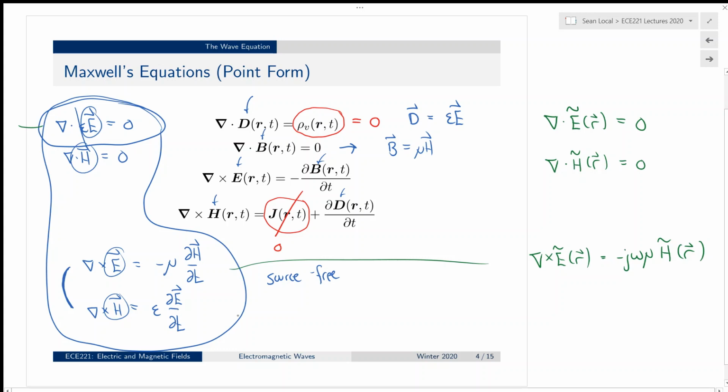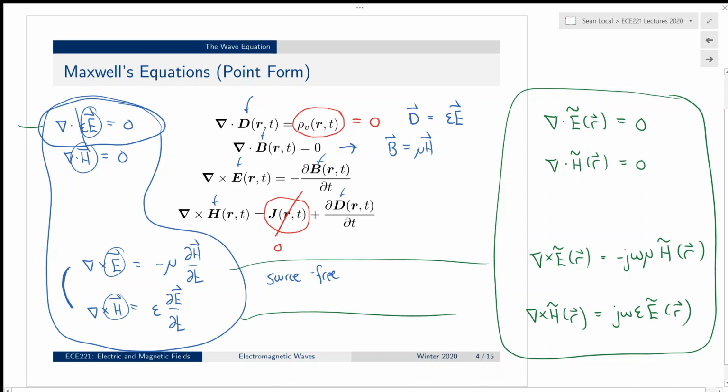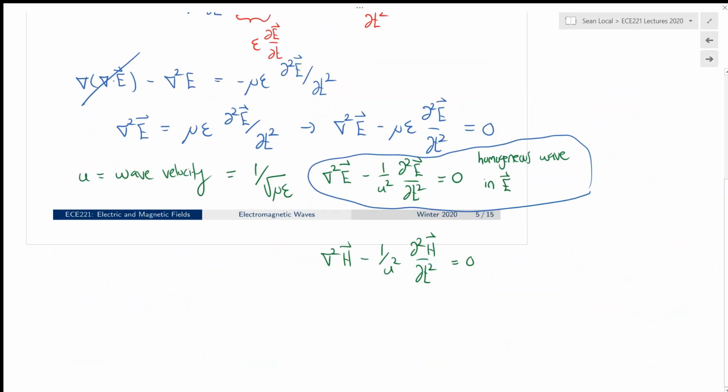Same thing for the curl H equation. If we adapt this equation, then curl of H tilde as a function of space becomes j omega epsilon times E tilde as a function of space. So these equations on the right here are Maxwell's equations in time harmonic form. And we can also adapt this to the wave equations that we derived earlier. So we have this homogeneous wave equation in E and also the homogeneous wave equation in H. So let's think about how this is adapted here.